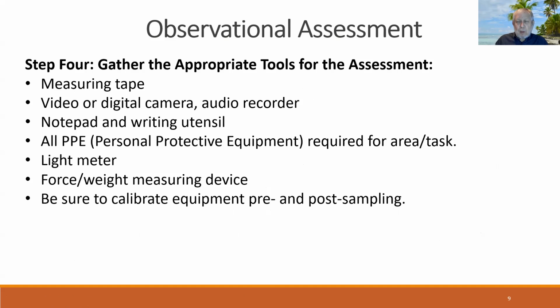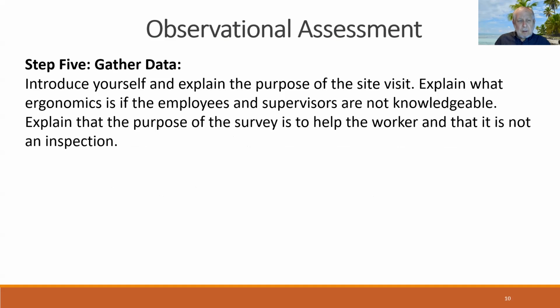Step 4, gather the appropriate tools you're going to need for the assessment. You're always going to need a measuring tape, digital camera. Everybody has one in their pockets anymore. Notepad and writing utensils, all PPE that you're required for that task, that area you're going to be in. You need to know that going in. A light meter, maybe. Force weight measuring devices, that's very possible. You might need that. And be sure to calibrate equipment pre and post sampling.